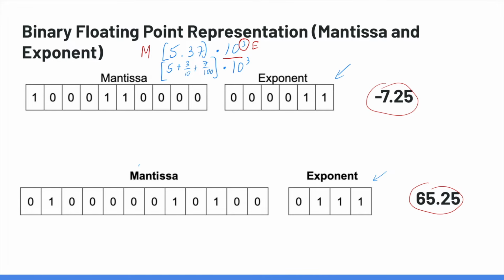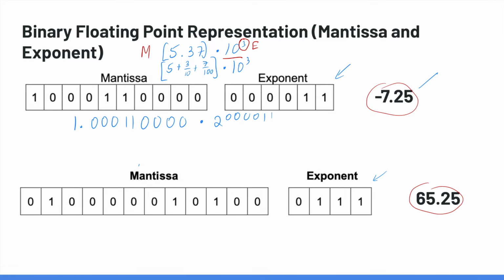So if we were to take our mantissa and exponent, our first binary floating point number, and write it out in an equivalent format more similar to scientific notation, it would look something like this. We'd have 1.000110000 times 2 to the power of 0.00011. Now the first value is our mantissa, and the second value is going to be our base to the power of our exponent.